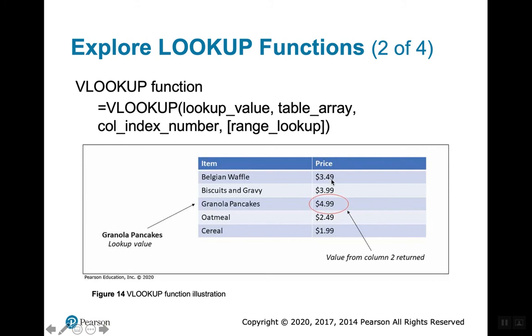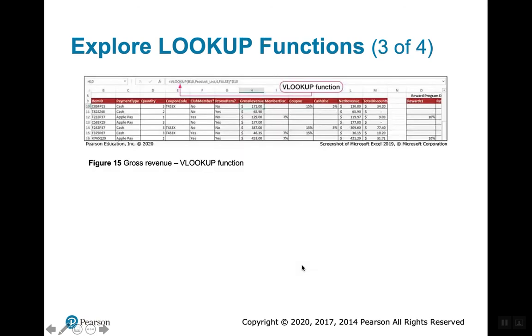Belgian waffles, $3.90, $3.49, biscuits and gravy, a breakfast menu. We give it the lookup value. It returns the data that's in column 2. All right, and as I said, we can make this slicker in that we can create a multi-column table, do our lookup, and then identify what value in what column we want to return.